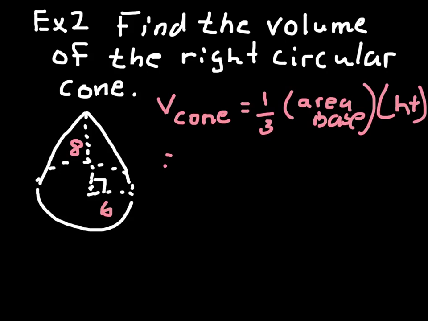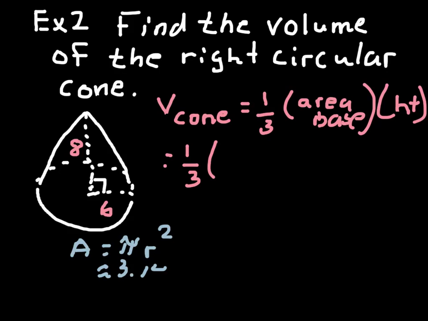All right, and again, I'll move this over. So we have 1/3 times. Now, let's find the area of the base. It's a circle, so the area of a circle is equal to pi r squared, which is going to give us 3.14 times radius squared. Let's see, 6 squared is 36. To find the area of the base then, I'm going to take 3.14 times 36, and I find that the area of our base is 113.04. And the height of this is 8.